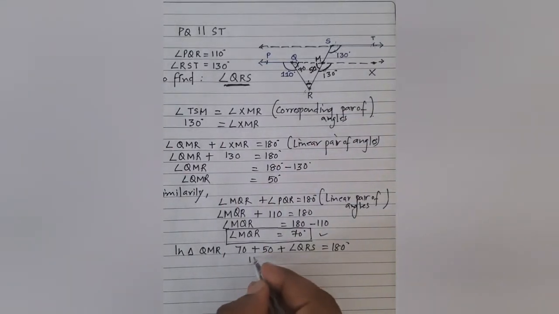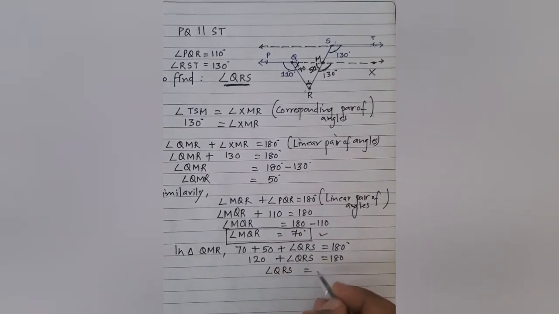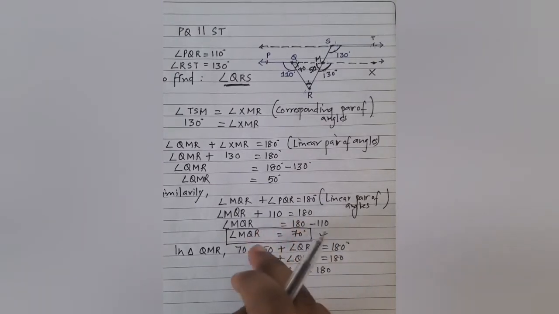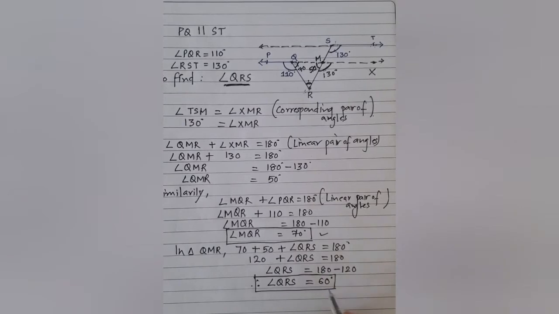So 70 plus 50 gives me 120, plus angle QRS is equal to 180. So angle QRS can be written as 180, 120 goes to the other side, it becomes minus 120. Therefore, angle QRS is equal to 180 minus 120, and that happens to be 60 degree. Okay, now with this we come to the conclusion of question number 4.